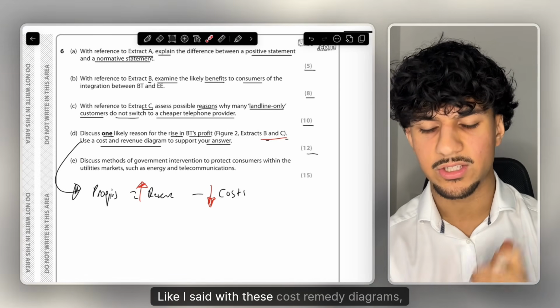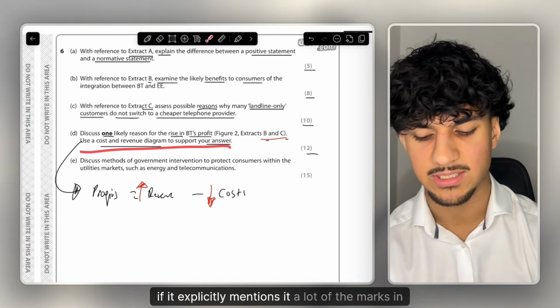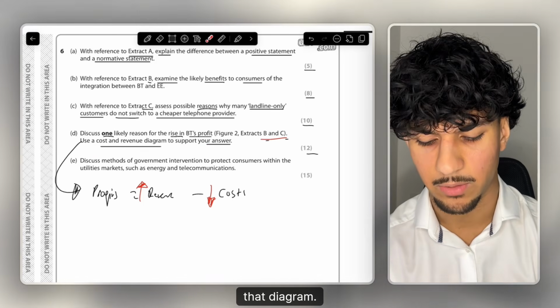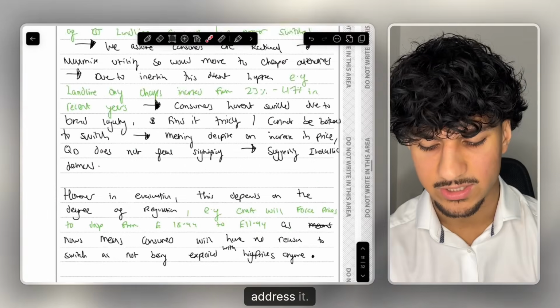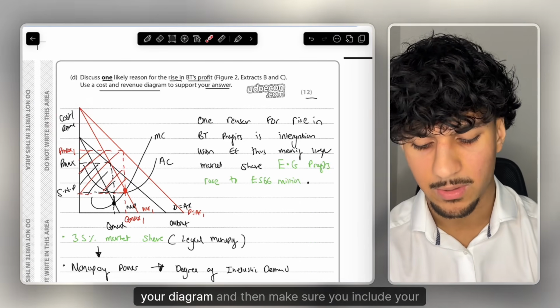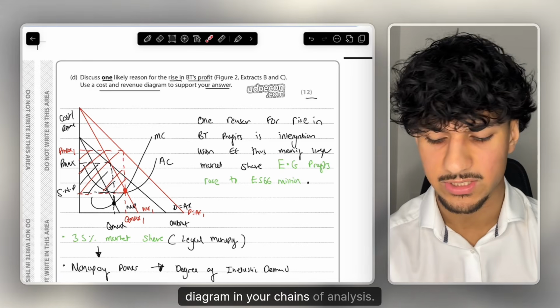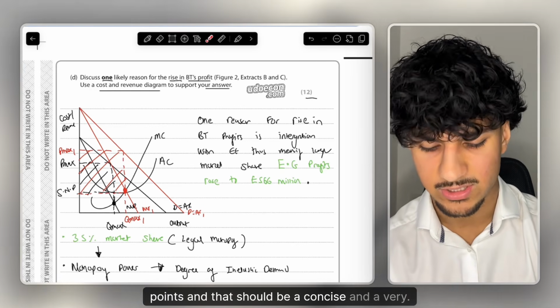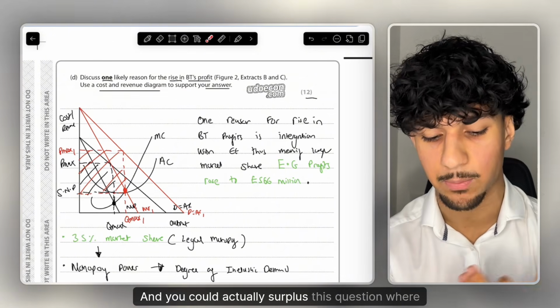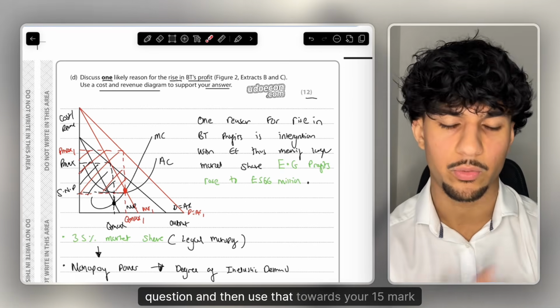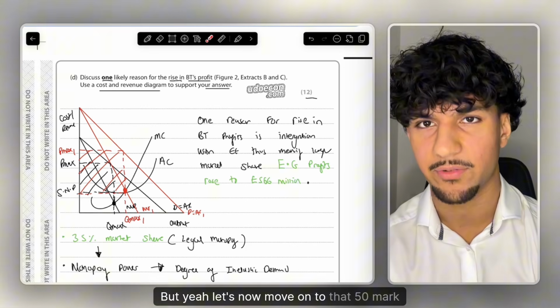Like I said, with these cost revenue diagrams, if it explicitly mentions it, a lot of the marks in your question will be dedicated specifically to that diagram. So make sure you address it well, you of course don't make any mistakes with your diagram, and then make sure you include the diagram in your chains of analysis. Short chain of analysis needed, a few evaluation points, and that should be concise and you could actually get a surplus on this question where you could save a few minutes on this 12-mark question and then use that towards your 15-mark question. But yeah, let's now move on to that 15-mark question.